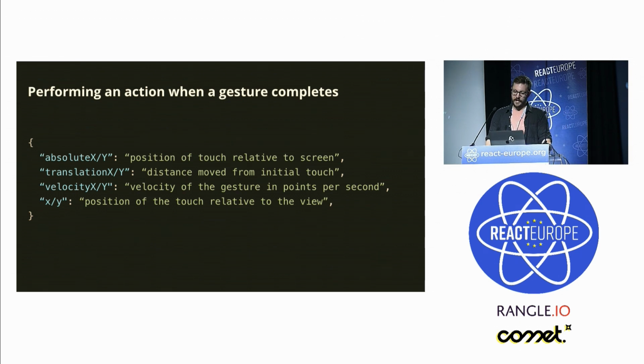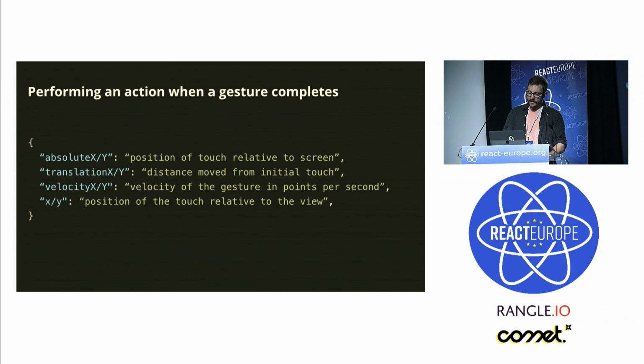The velocity, X and Y, is the velocity in points per second. So if we started our touch at the very top left of the screen and moved it 100 points to the right over 1 second, then the velocity would be 100. It would be positive 100. And it would be negative if we started at 100 and moved it back to 0 over a second.